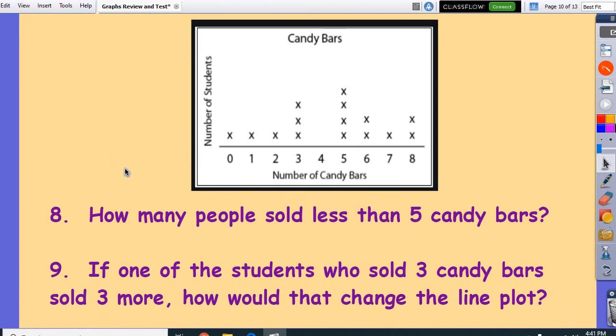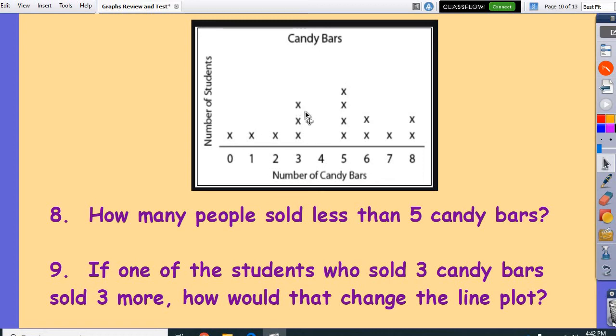Number 8. How many people sold less than 5 candy bars? So how many people sold less than 5? Number 9. If one of the students who sold 3 candy bars sold 3 more, how would that change the line plot? So think about if one of these students here that sold 3, so let's say this person right here, he ends up selling 3 more candy bars. So how would that change the line plot?